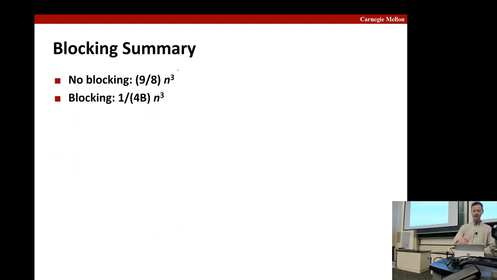Right, so here's the comparison. In the no blocking case, when we did the analysis over the entire run of the program, you had n cubed times 9/8 misses. But in the blocking case, you still have an n cubed term, but it's multiplied by this expression here, which is much better. Right? So as B grows, that gets much better than the non-blocking case. And that's why all practical matrix multiplication codes do blocking.